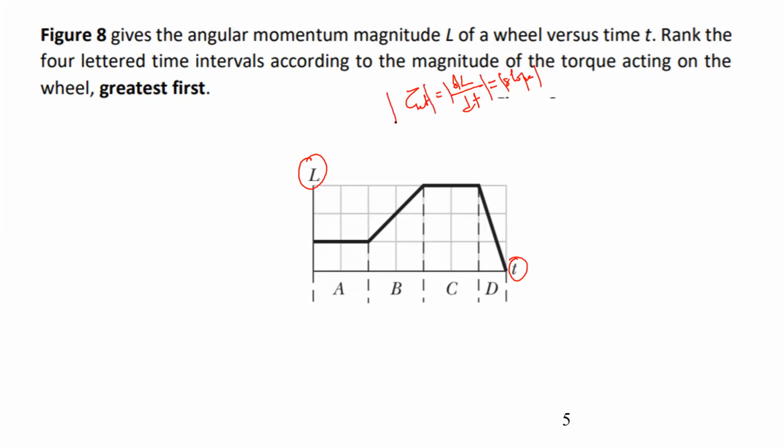So absolute value everywhere. So D has the largest torque, okay, because it has the steepest slope. The slope is large here. Then B is the second largest torque in magnitude. I'm talking in magnitude, okay. And then, of course, the torque of B and the torque of C and the torque of A are equal to 0 because the slope is equal to 0. These slopes are equal to 0, so these are the smallest.